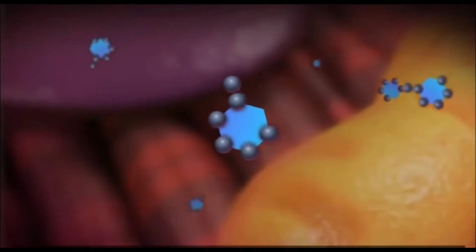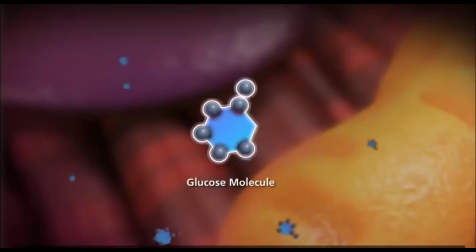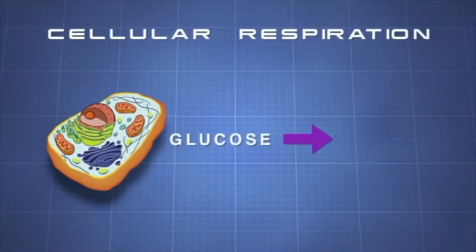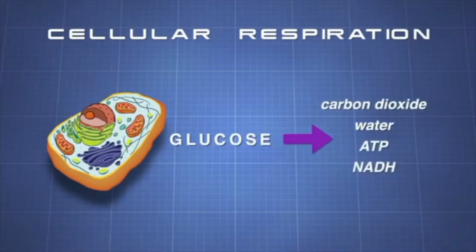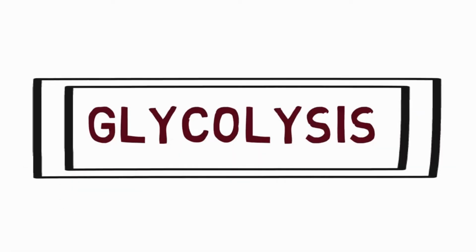Cellular respiration is the process of taking the food we eat, then converting it into the energy that can be used by the cell. It will turn the glucose into carbon dioxide, water and high energy compounds which are ATP and NADH. Cellular respiration starts with the first process called glycolysis.